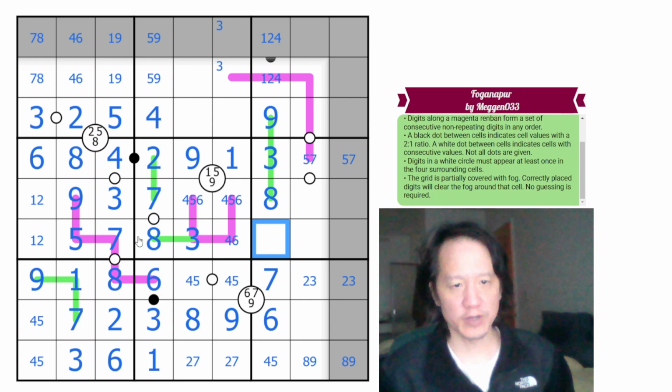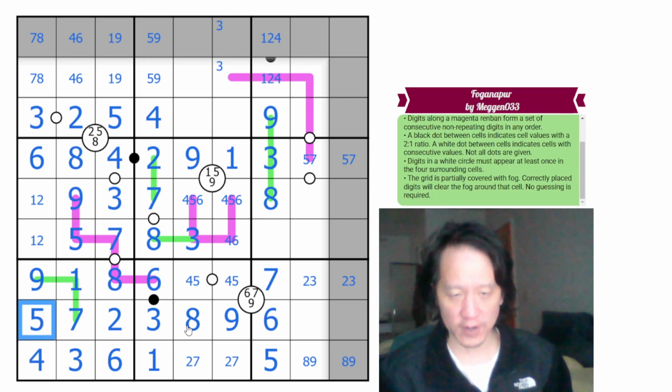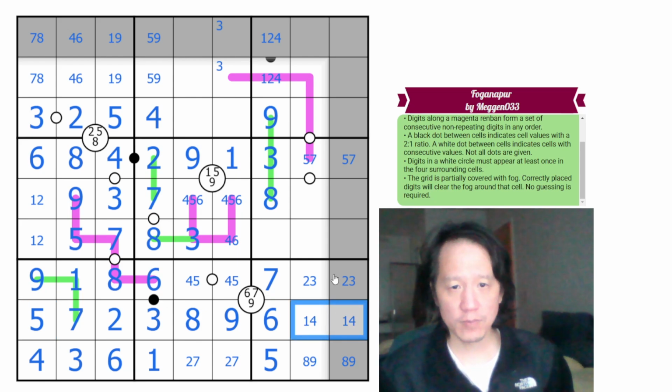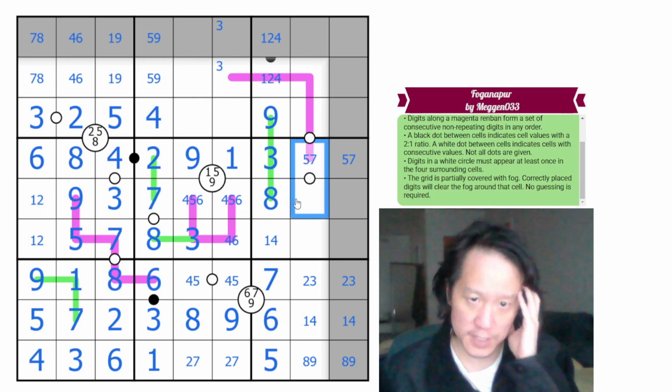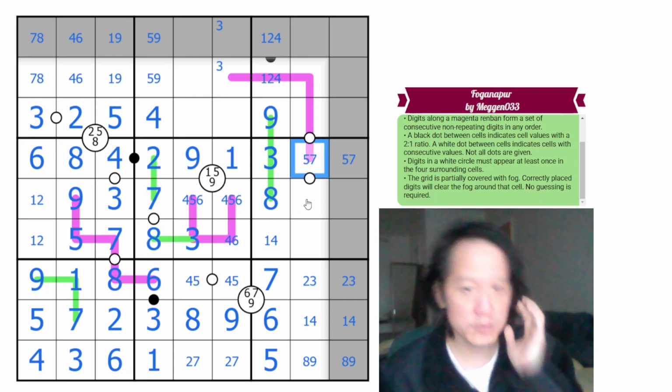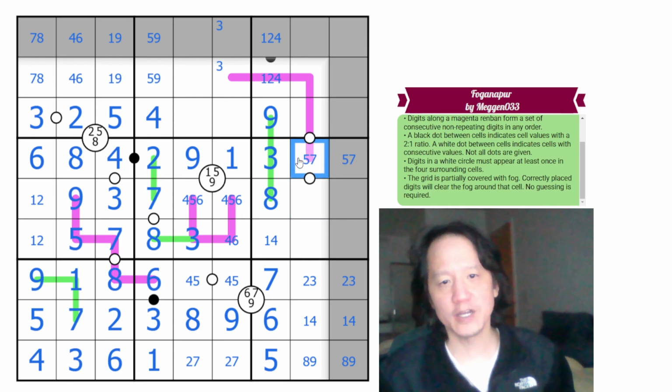This can't be 5. Where is the 5 in column 7? It has to be here. So this is 5, which forces this to be 4, which makes that 5. This now becomes a 1, 4 pair. This has to be 1 or 4. This digit is consecutive with these two, so it must be either 4, 6, or 8 to be consecutive, but it cannot be 8, so this is 4 or 6.